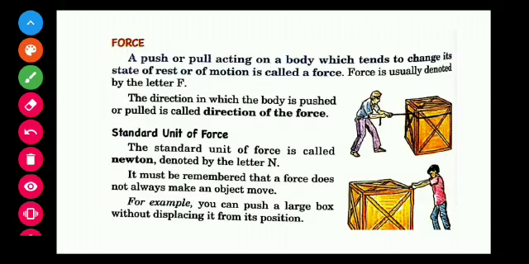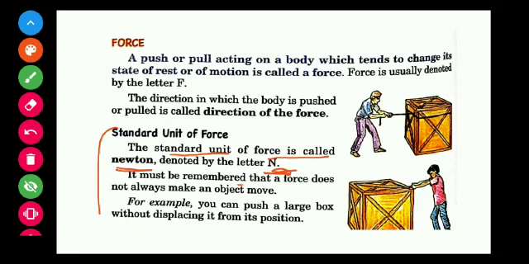Next is, what is the unit of force? The standard unit of force is Newton, and it is denoted by the letter N.